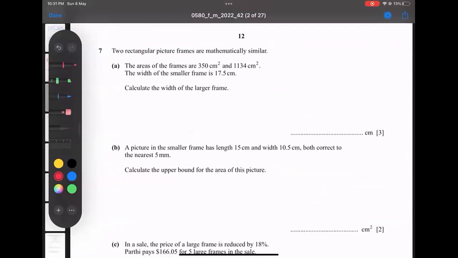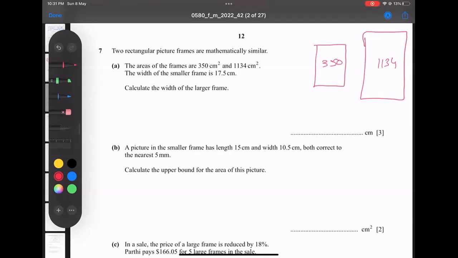Two rectangular picture frames are mathematically similar. We have two picture frames that are rectangular and similar, and the areas of the frames are 350 and 1134. It means one frame is smaller and one frame is a little bigger. This is 350 and this is 1134 area.